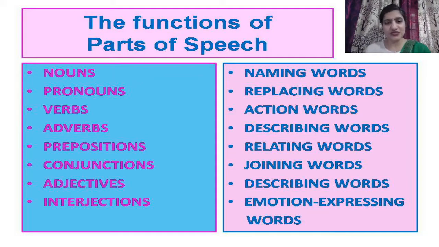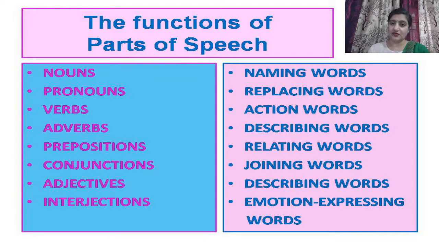What functions do these parts of speech perform? Let's look at them in a brief way. Nouns, they are called naming words as they are the names of person, place, or things. Pronouns are the words which are used in place of nouns, hence they are called replacing words. Verbs are action words. Adverbs are the words which describe a verb, an adjective, or an adverb. So they are called describing words in short.